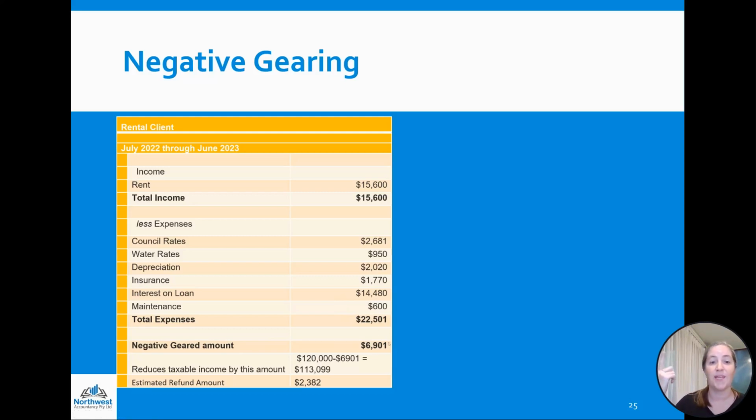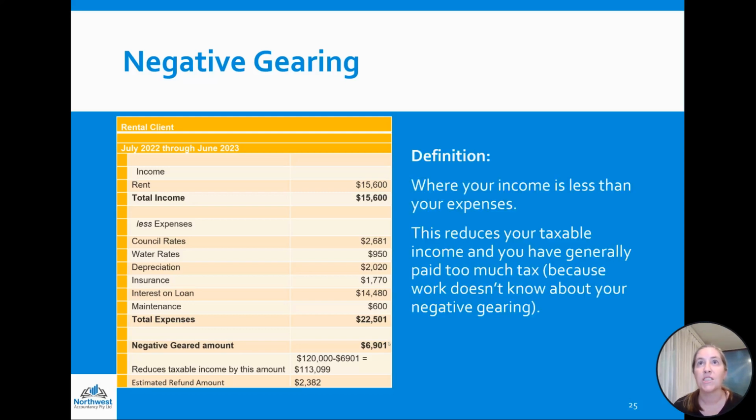We're going to use our $120,000 client, take off the $6,901. So that gives us taxable income of $113,099. Now, this means that your refund amount will be the difference between what work has taken out for you based on the $120,000 and what your tax on $113,099 is, which is the lower amount. I wonder if I did the calculations here. Probably not. So an estimated refund after I did the calculations of $2,382.